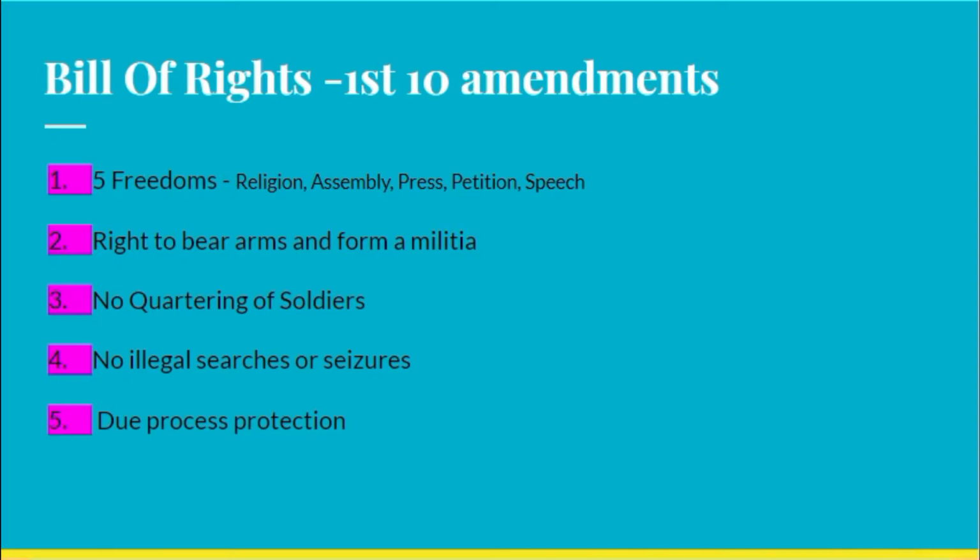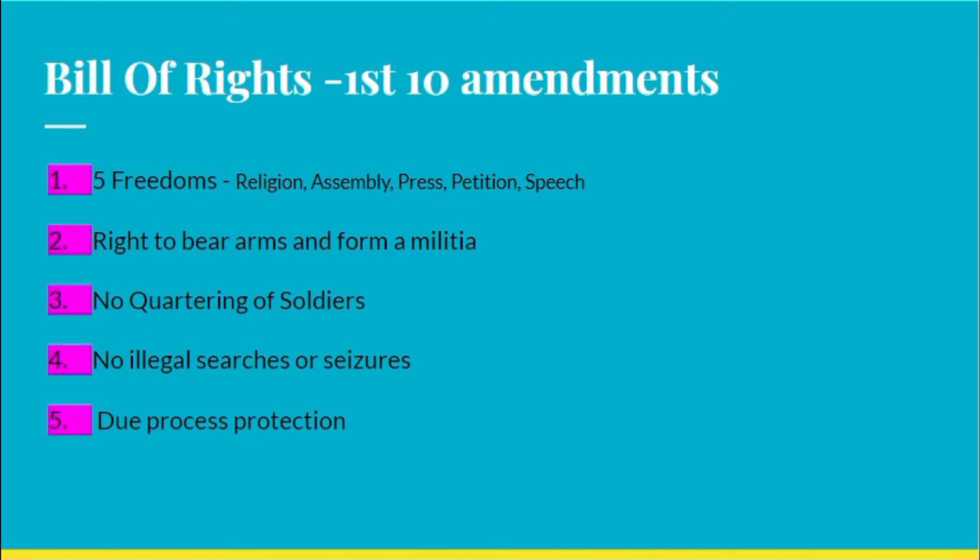So Bill of Rights, or Amendment 1, excuse me. Amendment 1 is the 5 freedoms: religion, assembly, press, petition, speech. We should know that by now, so that should be something that's, at this point, ingrained in our heads. Amendment number 2 is the right to bear arms and form a militia. This amendment was to make sure that we have the right to defend ourselves, but we also have the right to help defend our government in times of need.